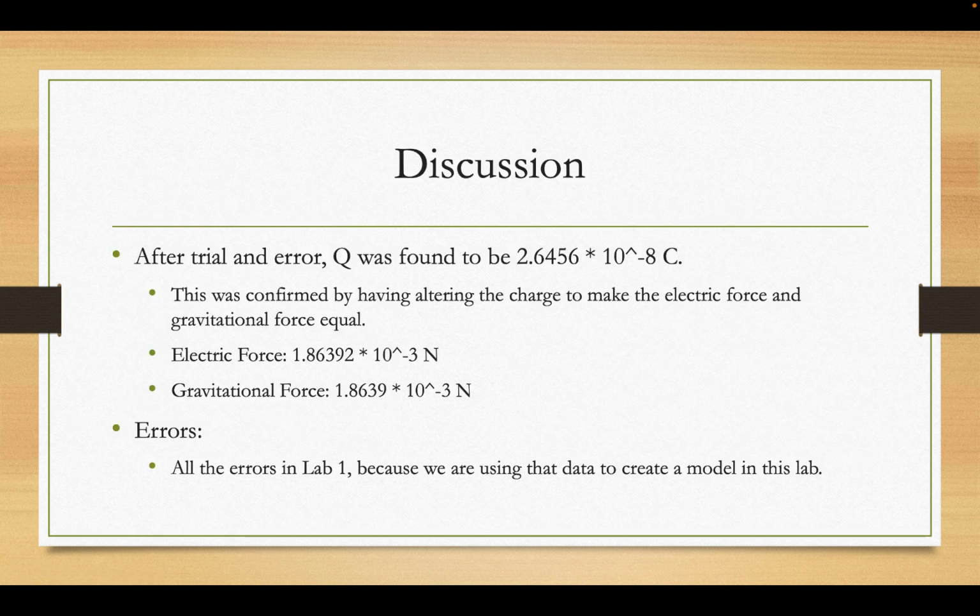So discussion for this, after trial and error by altering the Q value in our code, we eventually found that to make the electric force and the gravitational force equal, our charge had to be 2.6456 times 10 to the negative 8 coulombs. This made our electric force equal to about 1.86392 times 10 to the negative 3rd newtons, and our gravitational force equaling 1.8639 times 10 to the negative 3rd newtons. So they're both basically the same thing.